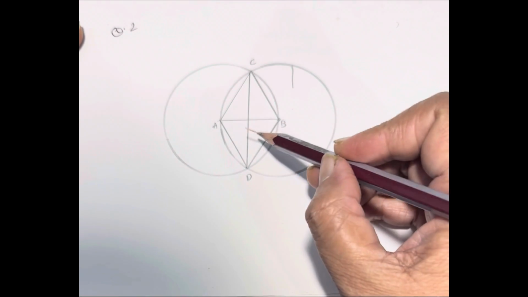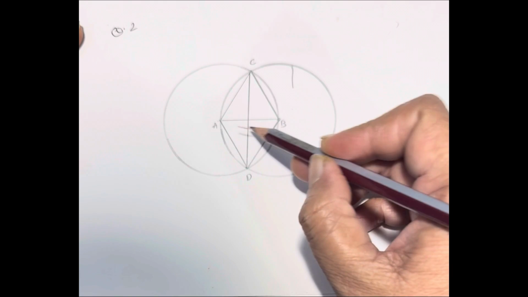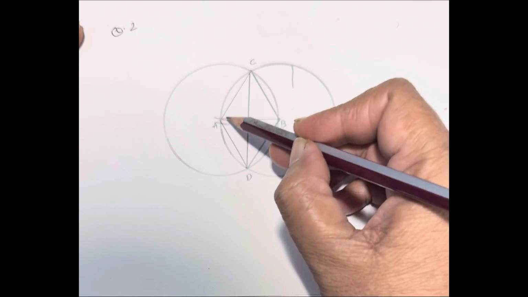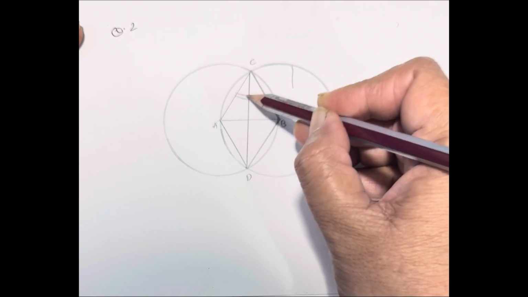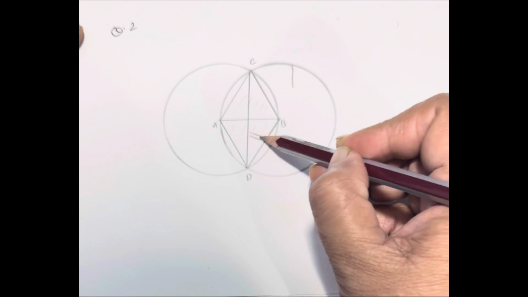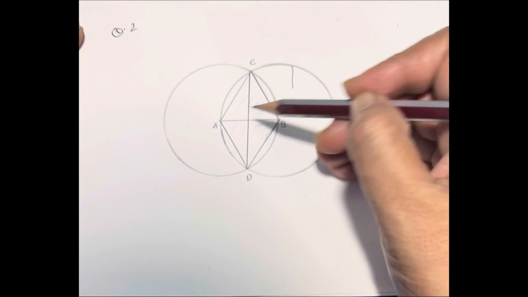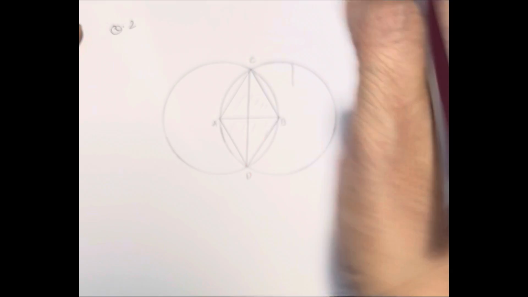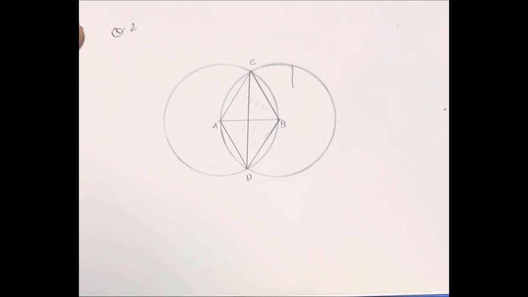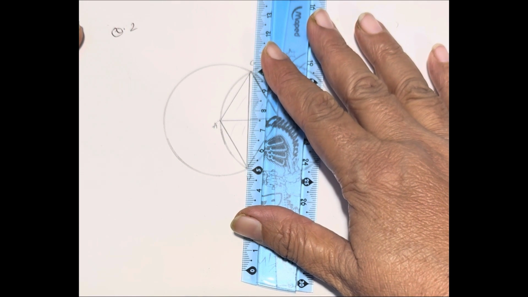So here also we are getting another equilateral triangle, ADB. These two triangles which are formed, 1 and 2, they are equilateral triangles, ACB and ADB. Now if we look at it this way, just hide this part and look at the triangles.